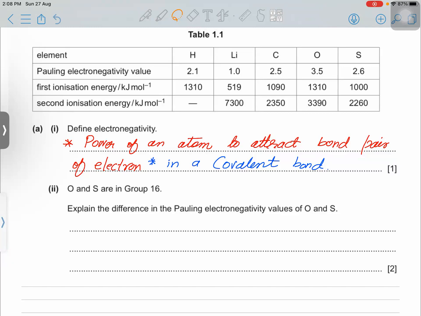Down the group, size increases. The number of shells increases, and that reduces electronegativity. So electronegativity decreases. Any 2 points: since they are going down the group, the shells increase, which reduces electronegativity. Down the group, shells increase, nuclear attraction decreases, shielding increases. Hence, as the nuclear attraction decreases, the pull on the electrons also decreases.